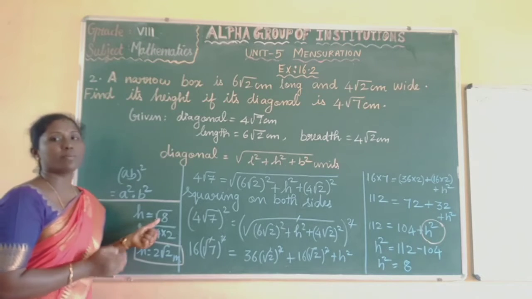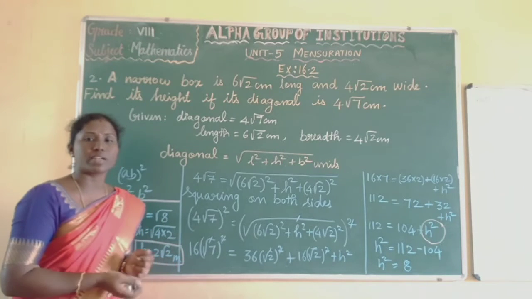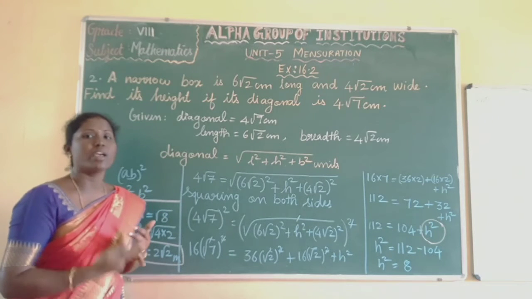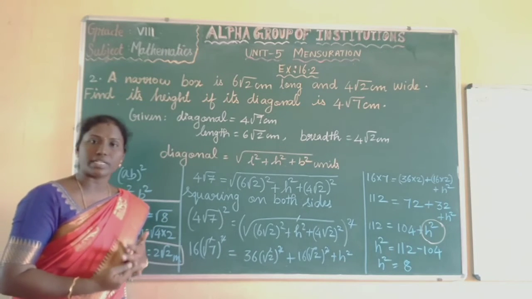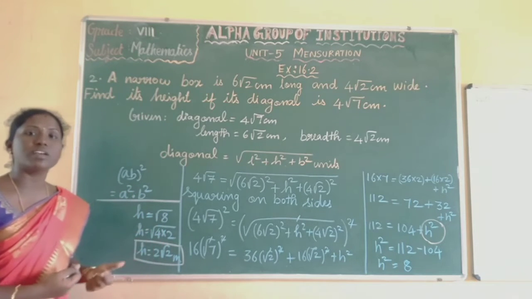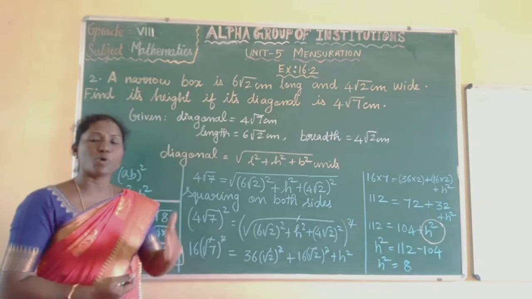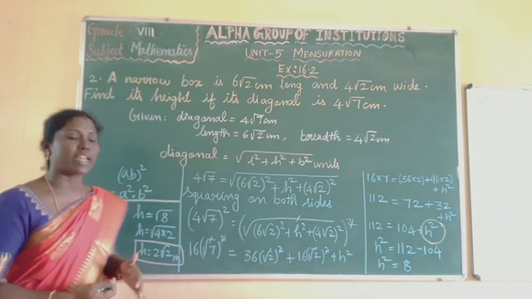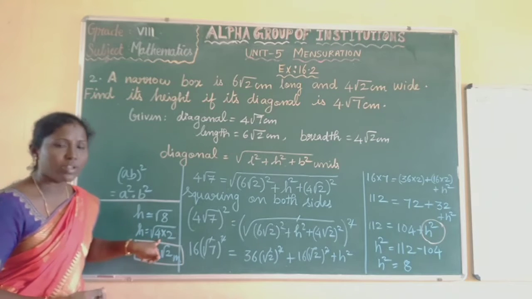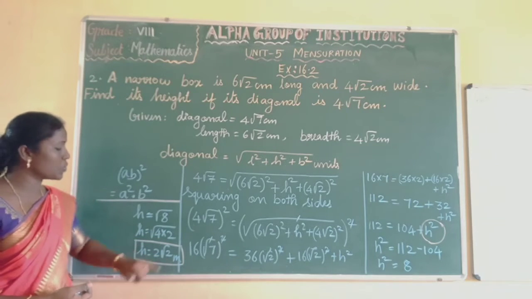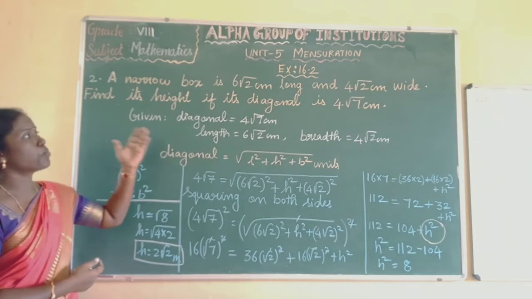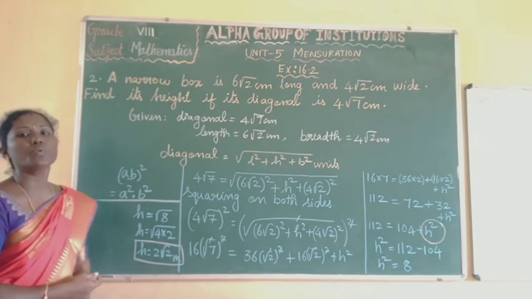Why can 10 not be simplified? That means 10 cannot be written in the form of any square number. 10 can be written as 1 into 10 and 5 into 2. These are the factors of 10. Here we can't find any square number. But 8 has the factor 4, which is a square number. So it is possible to simplify the square root of 8 as square root of 4 into 2. If I take the square root of 4, we can take it as 2. So 2 root 2 meter. Therefore, the height of the given box is 2 root 2 meter.